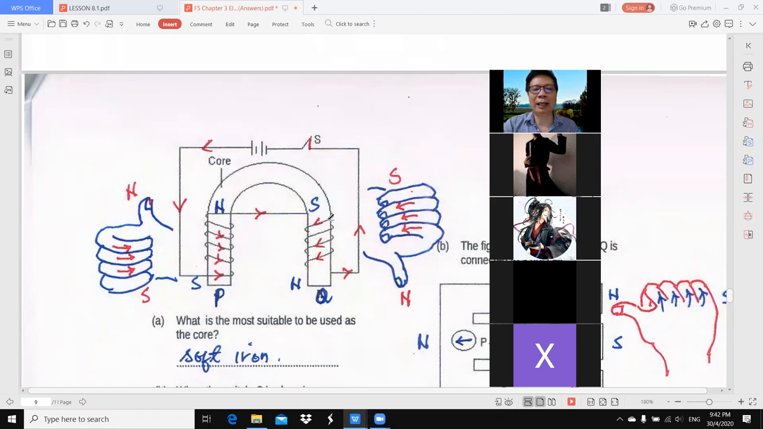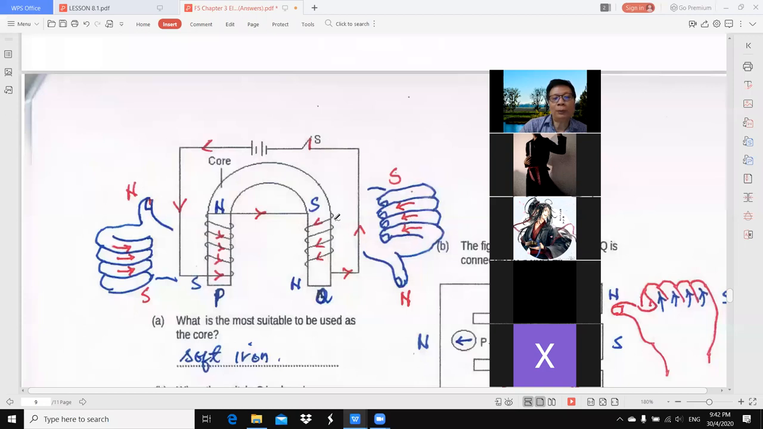And then on this side, now the current flows this way. So your hand must be like that already. Remember, use your right hand. Right hand grip rule. Don't use left hand. So now your hand must hold this solenoid like that, and your fingers must follow this direction. Your thumb points down now. Pointing down is north, so here is north, here is south. Make sure you copy down these two diagrams.